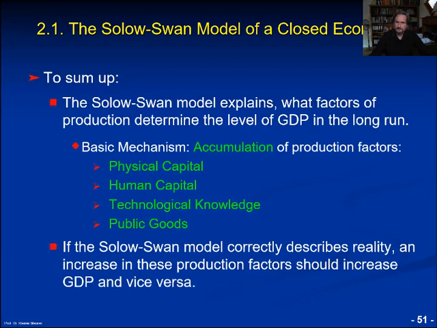To sum up, the Solow-Swan model explains what factors of production determine the level of GDP in the long run. The basic mechanism is accumulation of production factors which are accumulatable, like physical capital, human capital, technological knowledge, and public goods. If the Solow-Swan model correctly describes reality, an increase in these production factors should increase GDP and vice versa.